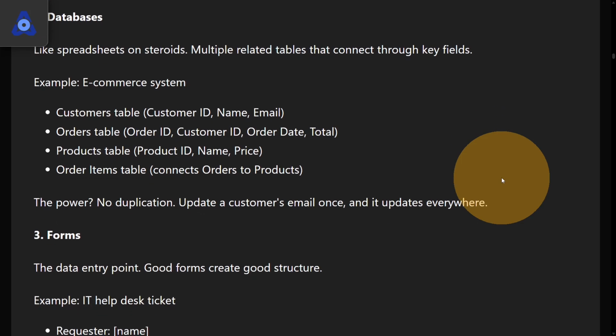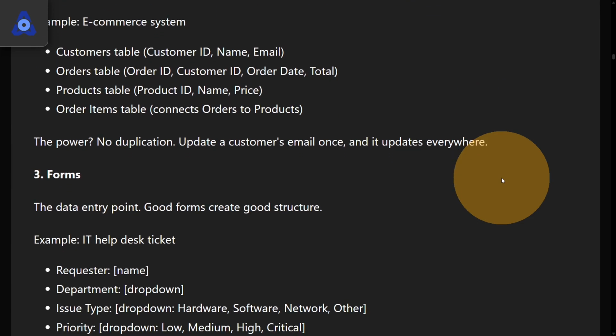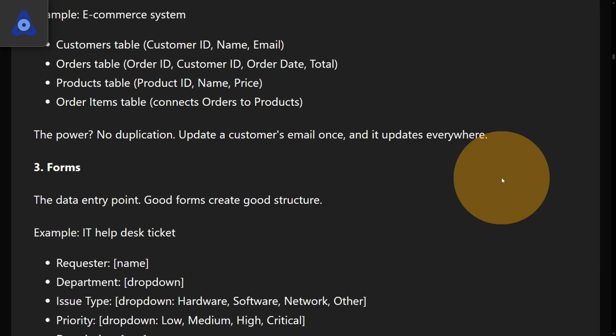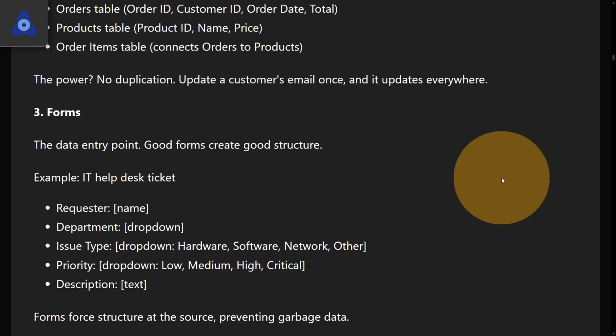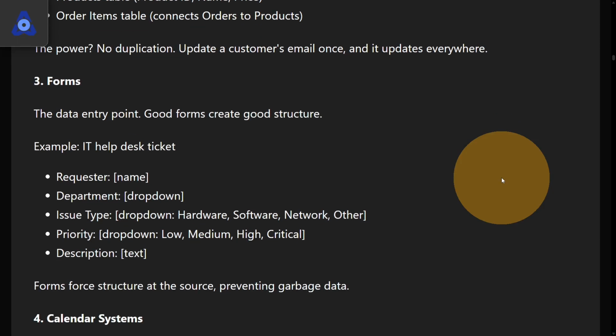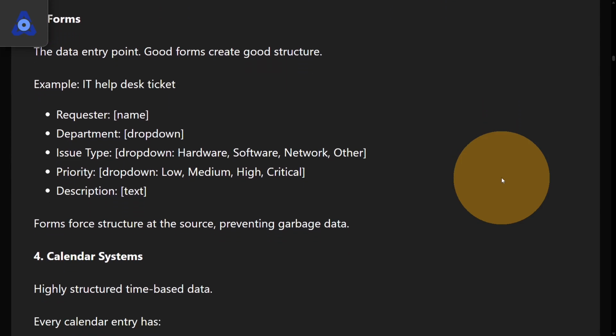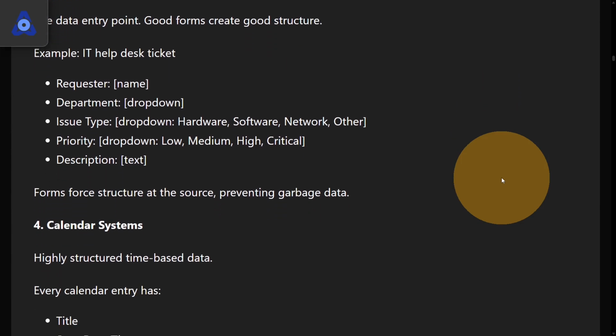3. Forms. The data entry point. Good forms create good structure. Example, IT help desk ticket. The requester is a person's name. The department is a dropdown. The issue type is a dropdown with options hardware, software, network, other. Priority is a dropdown with options low, medium, high, and critical. And description is a text area. Forms force structure at the source, preventing garbage data.